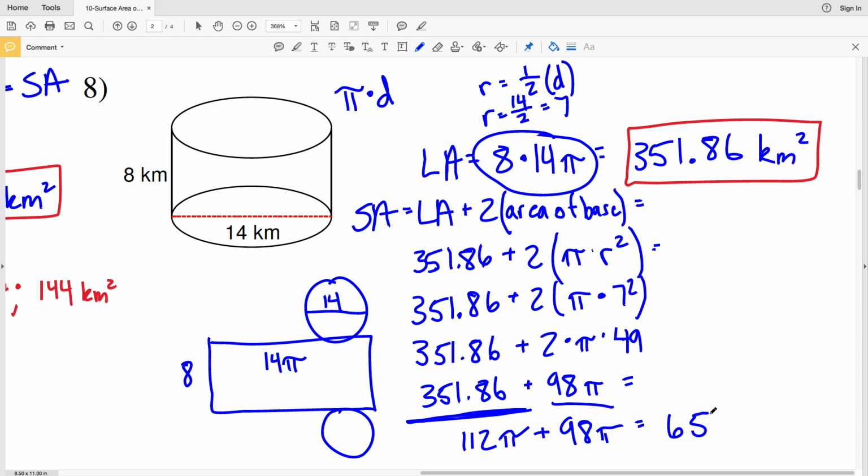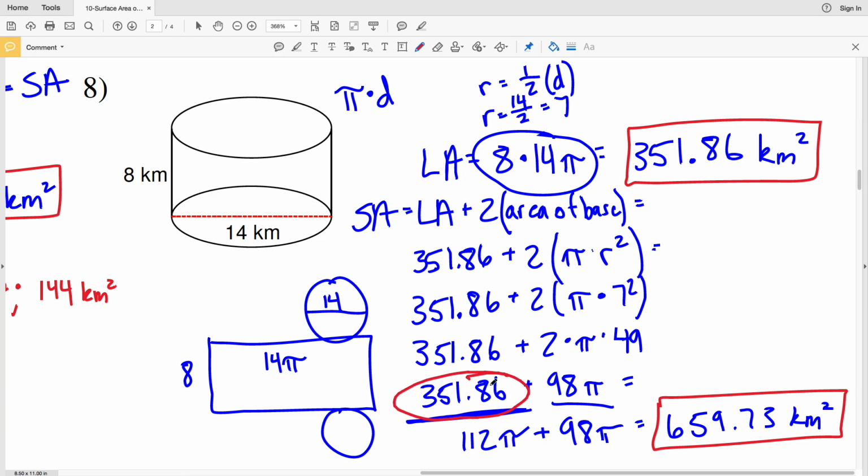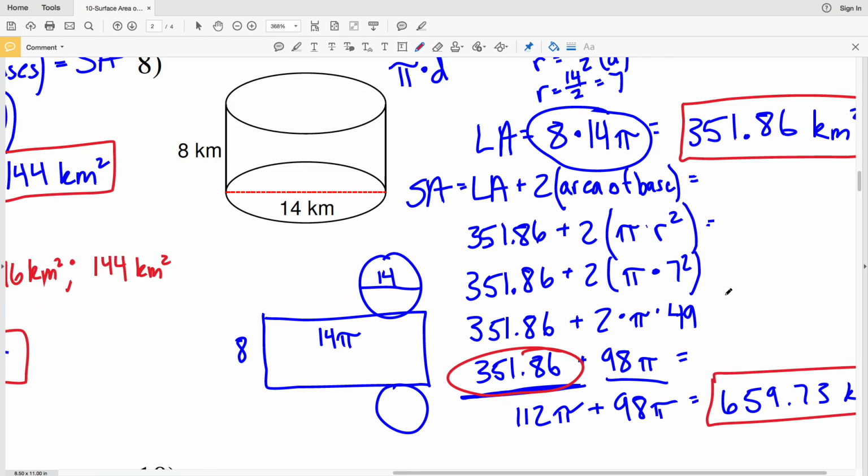So 659.73, and that's kilometers squared. So again, lateral area is essentially the perimeter of one of the bases times the height of the prism, and then surface area is that lateral area added to the area of both of the bases. And if you used this rounded value and added it to 98 pi, you would get 659.74. If you use the exact value, you would get 659.73. Let's continue on to number 9.